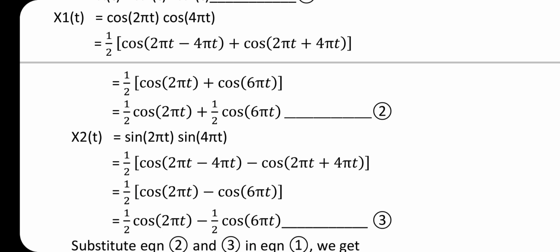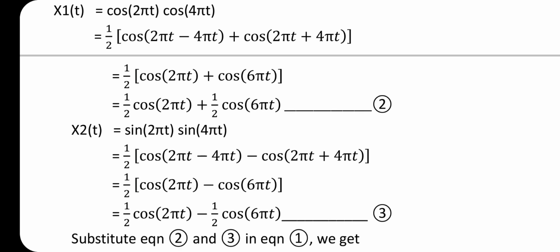Similarly, x2 of t equals sin 2 pi t into sin 4 pi t. We know that sin a sin b equals 1 by 2 into [cos(a minus b) minus cos(a plus b)].